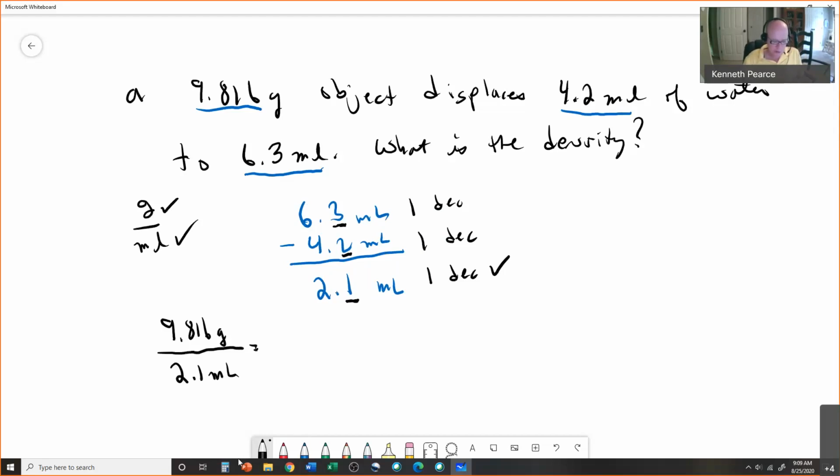And so we go 9.816 divided by 2.1, and I get a calculator answer, 4.674 and some extra digits, grams per milliliter, always have units. And now we need to do sig figs. So I have 4 here, 2 there. I need 2 in my answer. And so we go 1, 2. Looking one more over, 7 rounds up that 6. And so our calculator answer goes from 4.674 to our final answer with the correct number of sig figs of 4.7 grams per milliliter. Always use units.